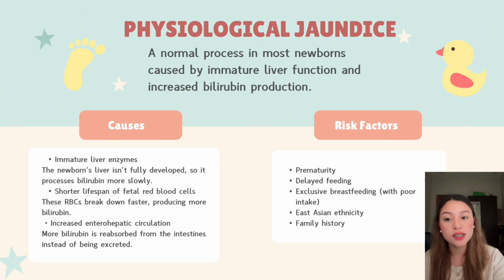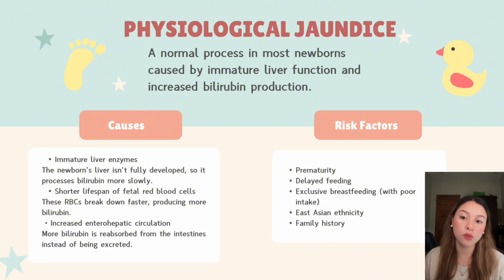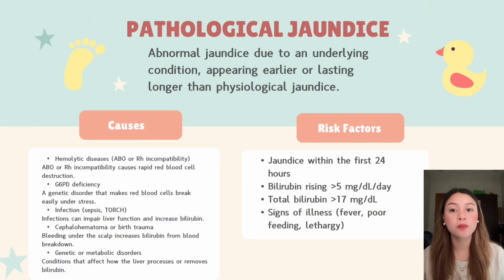production. So, the causes include immature liver enzymes. The newborn's liver isn't fully developed, so it processes bilirubin more slowly. The next is shorter lifespan of fetal red blood cells. These RBCs break down faster, producing more bilirubin. And lastly, increased enterohepatic circulation. So more bilirubin is reabsorbed from the intestines instead of being excreted. For the risk factors, this includes prematurity, delayed feeding, exclusive breastfeeding with poor intake, East Asian ethnicity, or a family history.